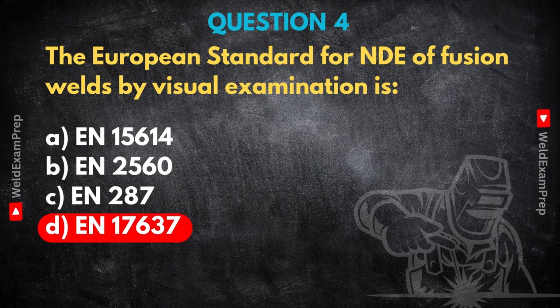Exactly. Now, just to differentiate, EN 15614, that's about qualifying the welding procedure itself. Testing the recipe, if you like. Yeah. EN 2560 specifies covered electrodes for MMA welding, so that's about the consumables. Right. And EN 287-1, that was historically for welder qualification testing, but it's mostly been replaced by the EN ISO 9606 series now. So you see, each standard has a very specific job. Sticking to EN 17637 for visual means your inspection isn't just a subjective look. It's structured, it's compliant, it gives real confidence in the weld. So it's not just what you look for, but the formal how you look for it. Making sure visual inspection is a reliable, repeatable process. Especially internationally.